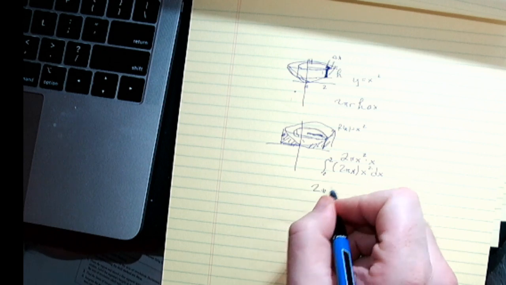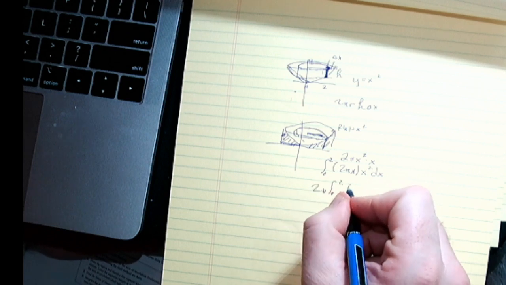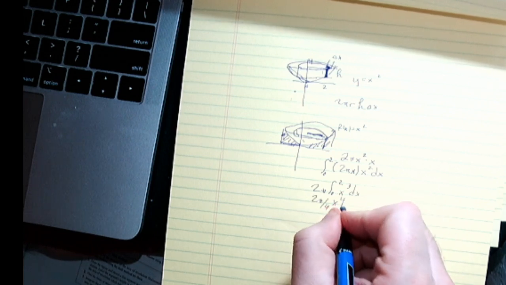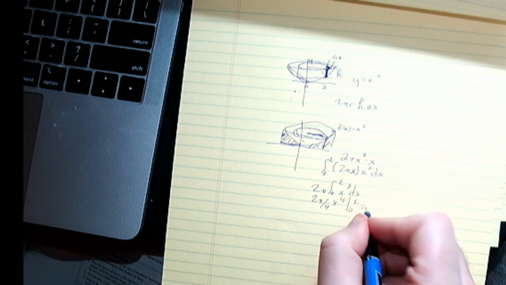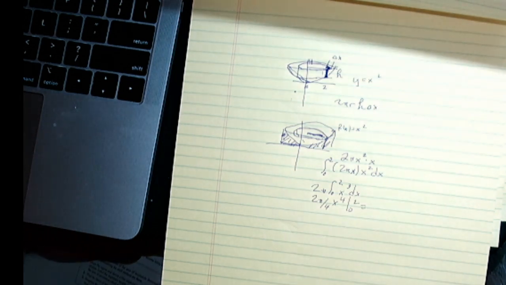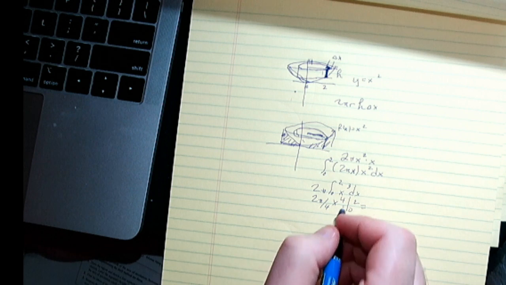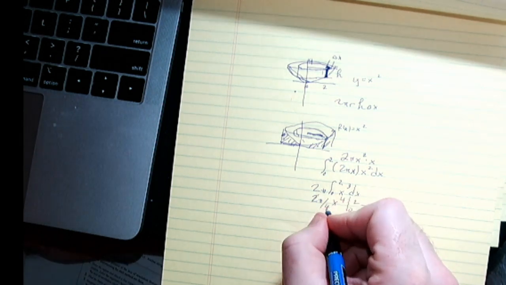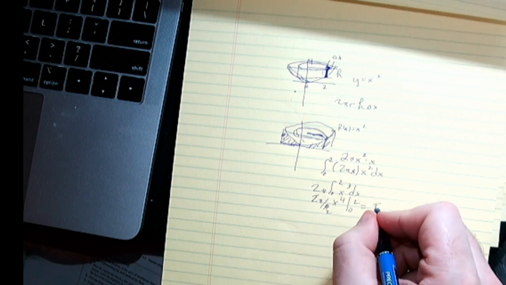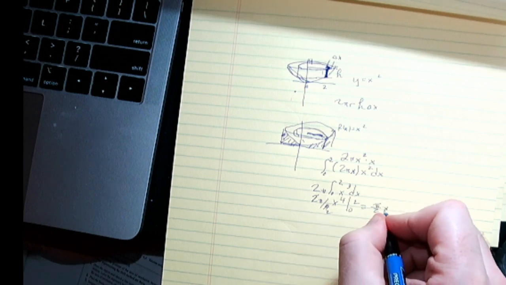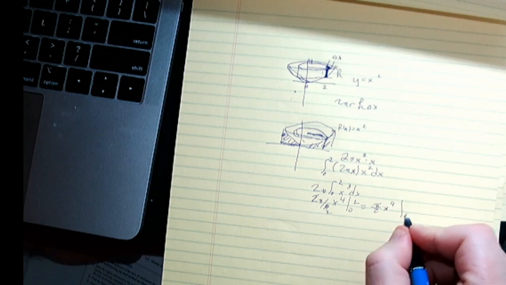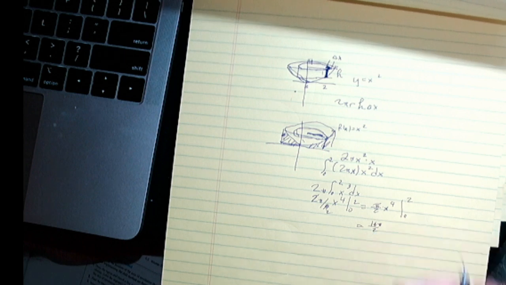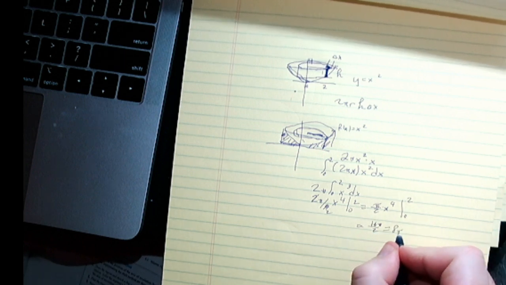It's 2 pi times the integral from 0 to 2 of x cubed dx. So that's 2 pi over 4 x to the fourth from 0 to 2. 2 to the fourth is 16. We should probably simplify this a little bit. So it's pi over 2 times x to the fourth from 0 to 2. So that's 16 pi over 2 minus 0, or 8 pi.